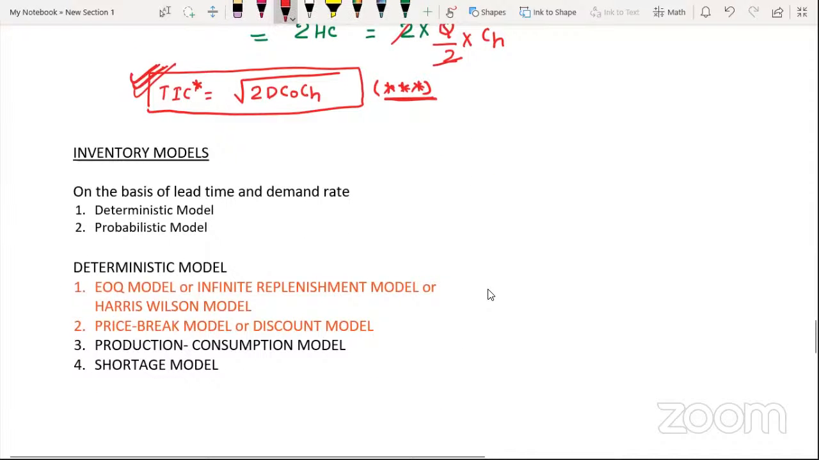Now we will talk about the inventory models. The first classification is based on lead time and demand rate. Demand rate, you know, can be quantity per day or quantity per year. And we will talk about lead time, what this lead time is. On the basis of lead time and demand rate, the inventory model is classified into two types: the first one is the deterministic model, and the second one is the probabilistic model.